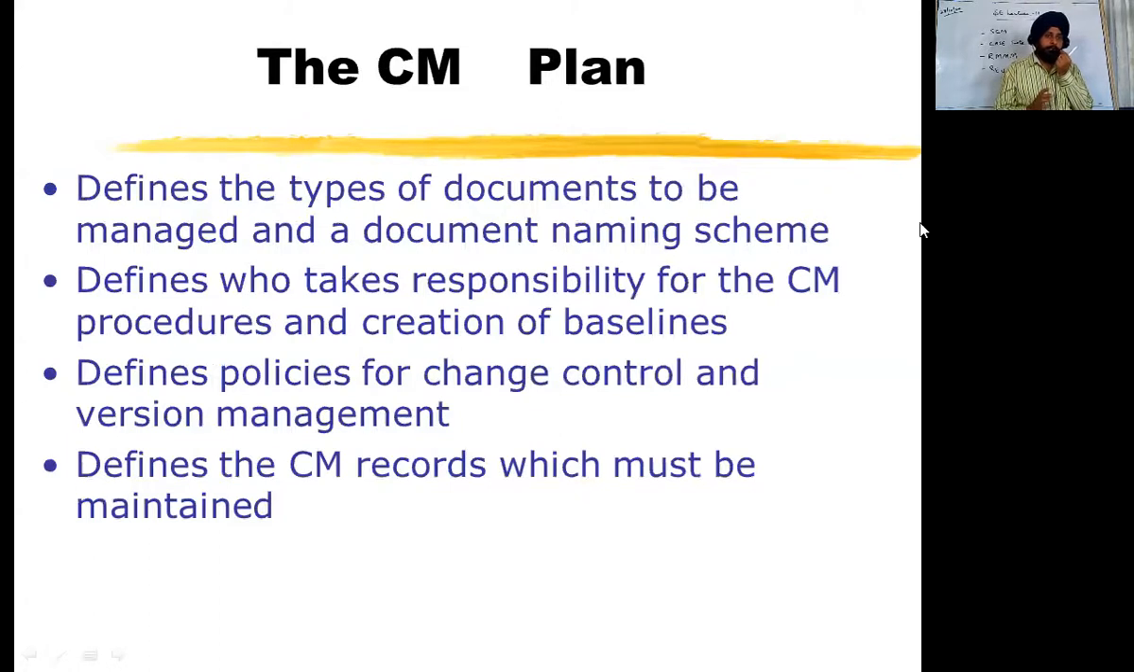The CM defines the types of documents to be managed and the document naming scheme. So different documents need to be changed when you make a change in your software. It also defines who takes the overall responsibility of the CM, that is, the configuration management procedures and creation of the baseline. So proper responsibility has to be given to team members: who will take charge of overall change, who will be responsible for controlling the overall changes in your software product and all the related documents.